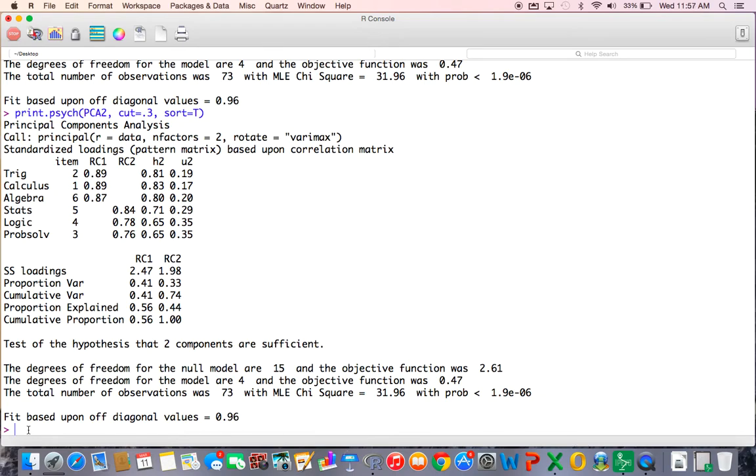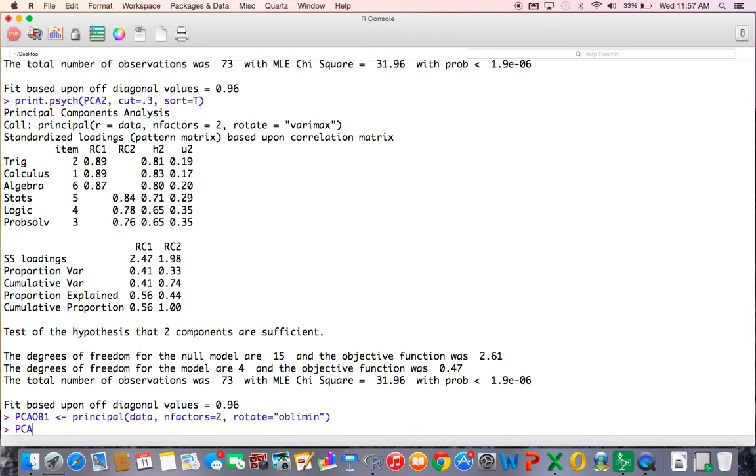Rotation. So I called the last one what? PCA2. So I'm going to call this PCA oblique 1. Still principal. That's what I like about that. It gives us the option of doing orthogonal and oblique rotations. But the rotate I want to use here is OBLIMIN, I do believe. Yeah. So I got PCA OB1.